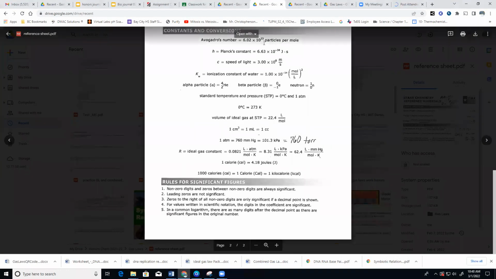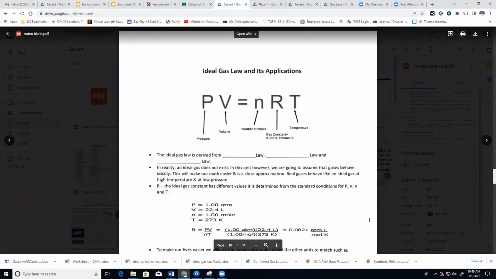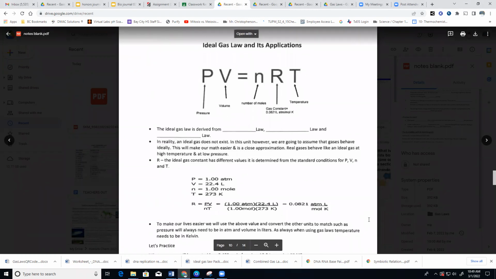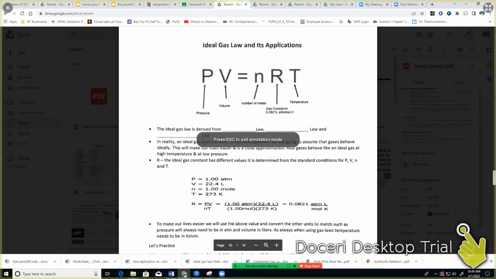All right, so let's look at our notes. This is our formula for ideal gas law. Like I said, it's a little bit different than what we have been doing. P stands for pressure, V stands for volume, and it has to be in liters. If it's in milliliters, you're going to have to convert it. N is your number of moles.